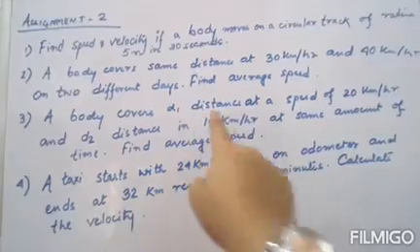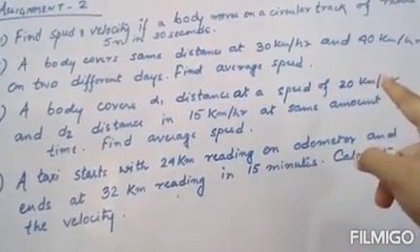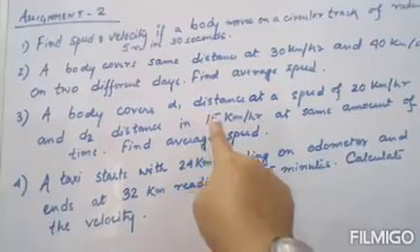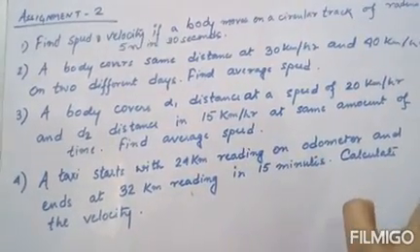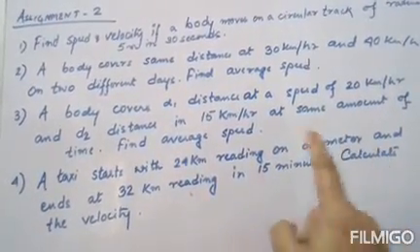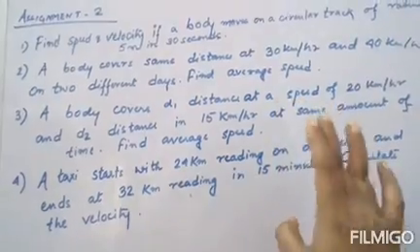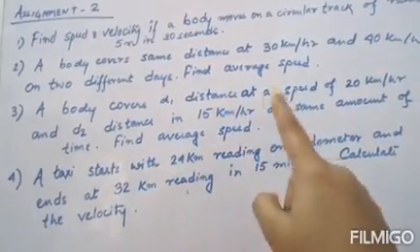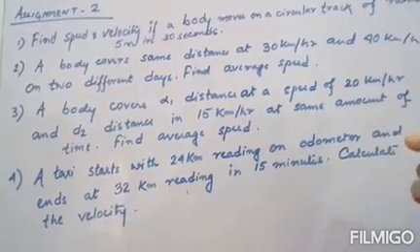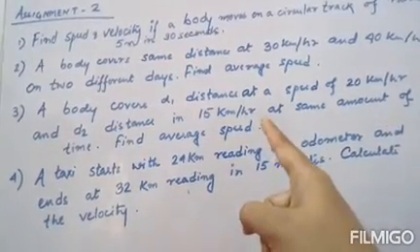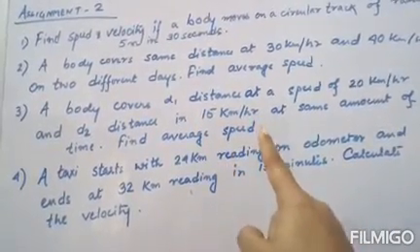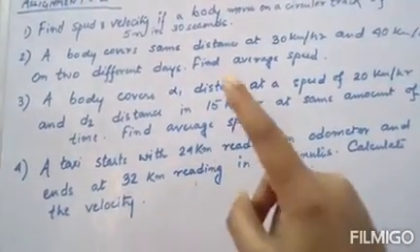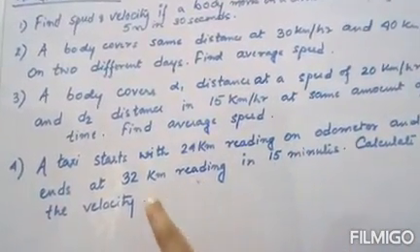Third one: a body covers a distance D1 at a speed of 20 km per hour and a distance D2 at 15 km per hour, in the same amount of time. So what does it mean here? Time is constant, but the distance is changing. Once the speed was 20, the second time it was 15. So what is the average speed in this case? We need to find out using the formula that I have given already.